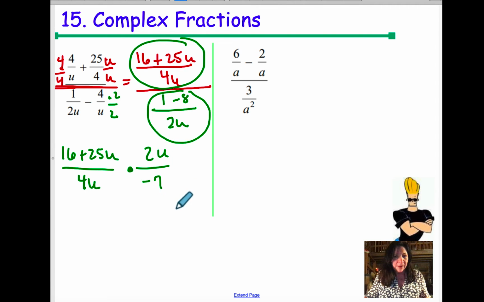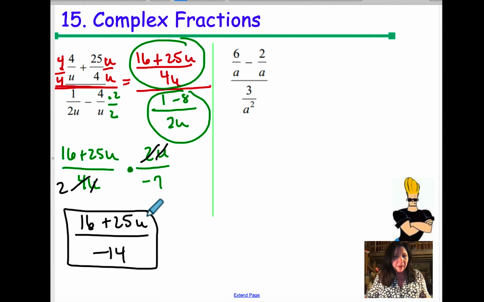negative 7. So now, if there's anything you can cancel, seize the day. Now's the time. The u's are gone. 2 divides into 4 twice. So I have 16 plus 25u all over negative 14. Don't reduce anything, you're done. That 16 and that negative 14, don't touch that. The only way you could reduce that is if you saw something like negative 14 plus 25u over negative 14, right?